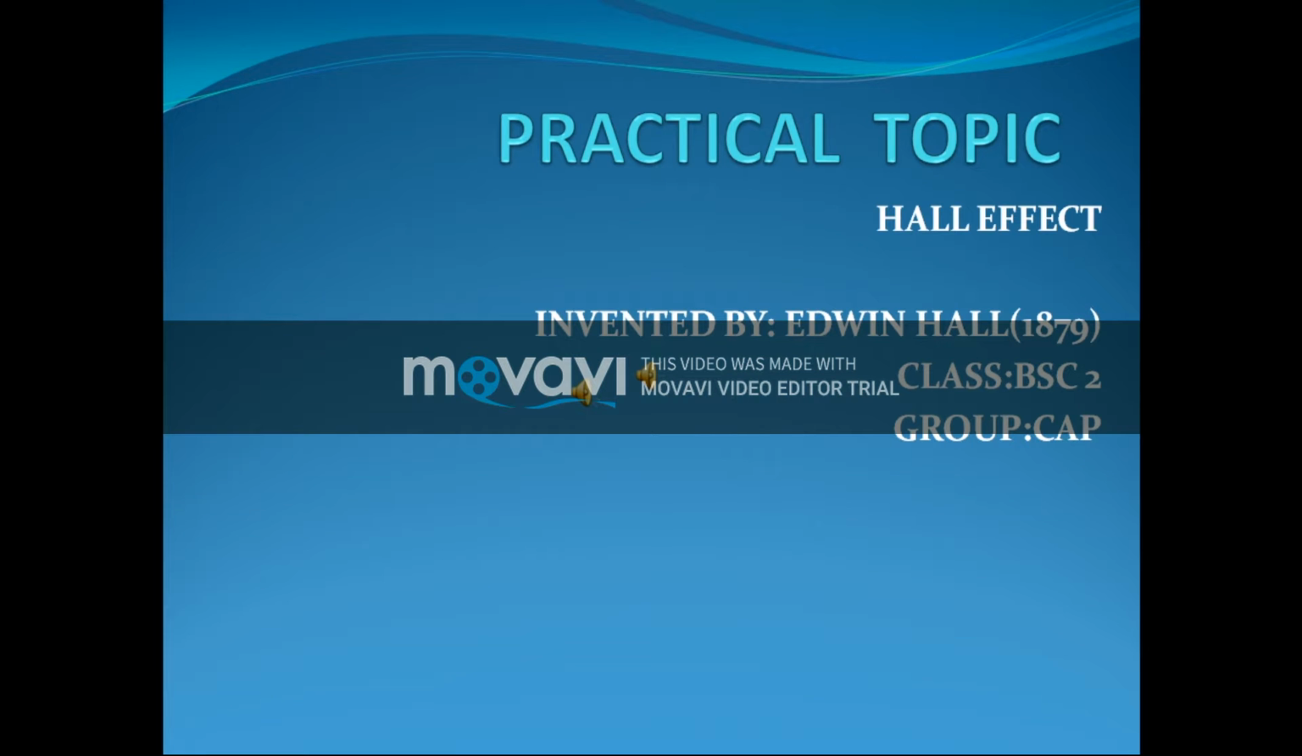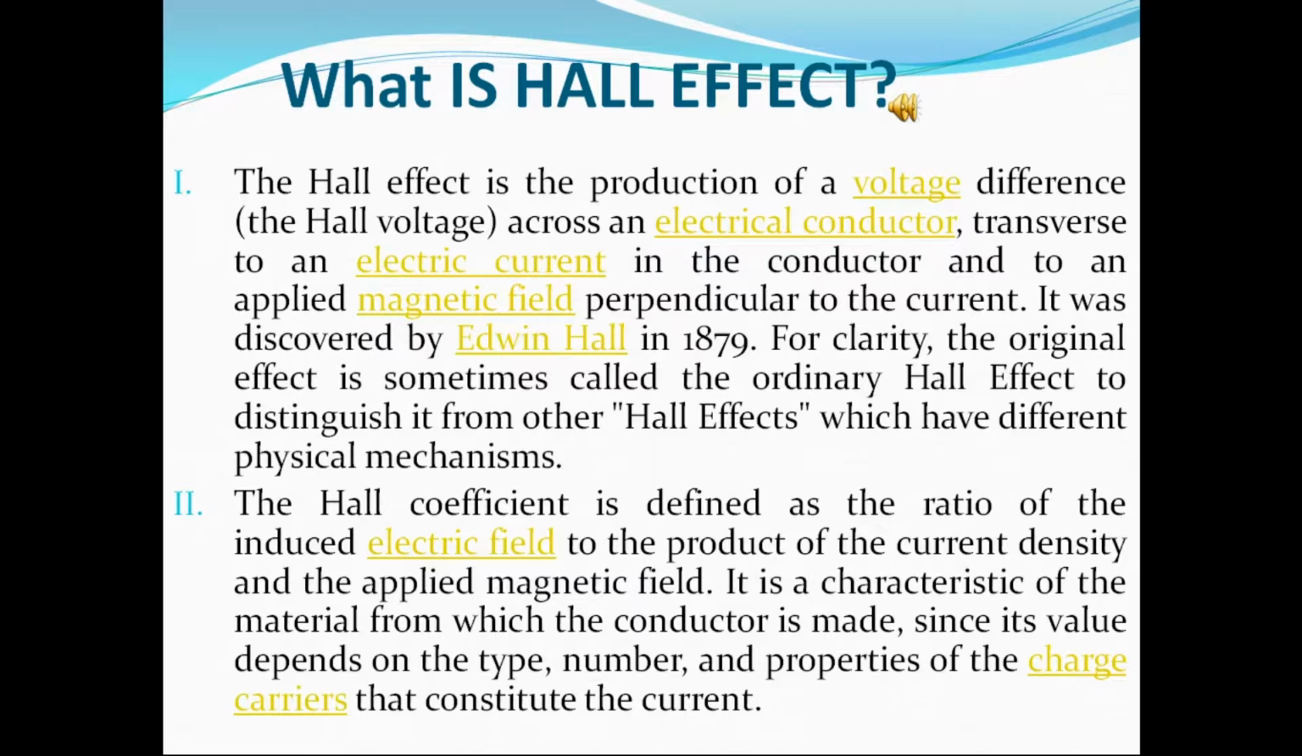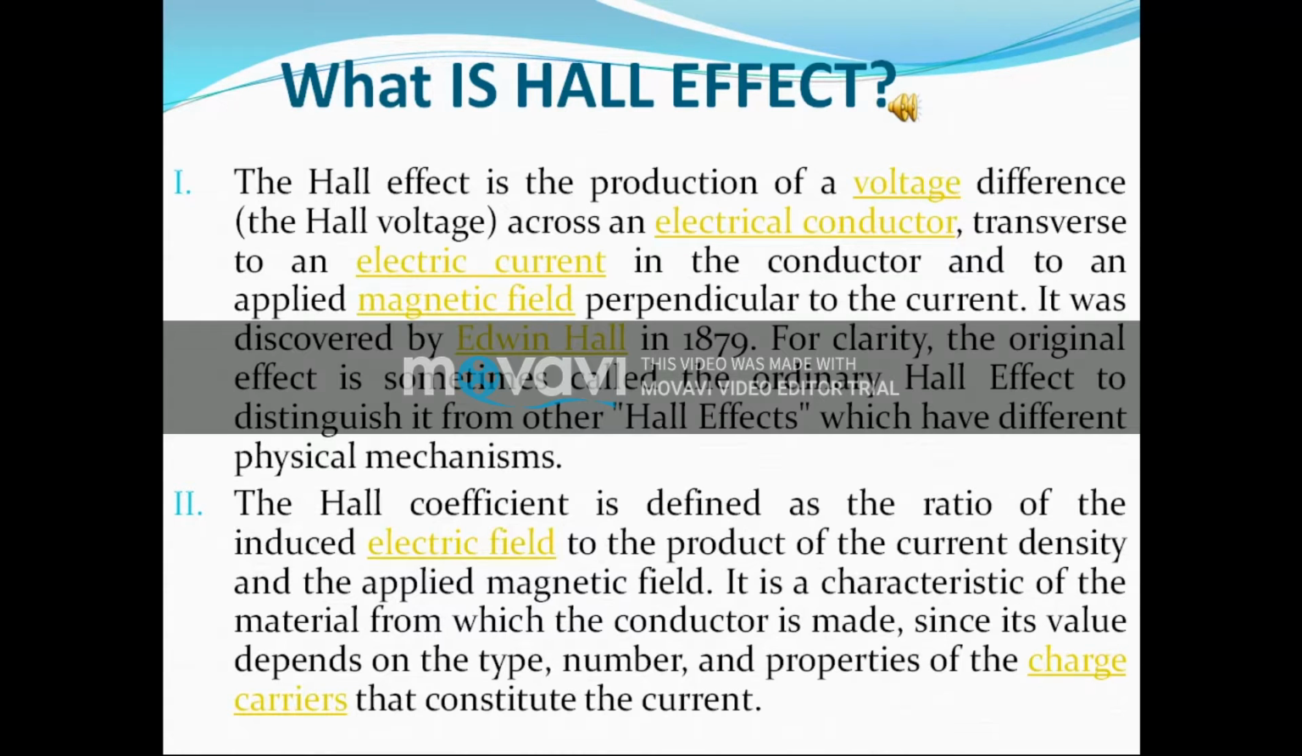Practical topic: Hall effect, invented by Edwin Hall in 1879. Class BSc2. What is the Hall effect? The Hall effect is the production of a voltage difference, the Hall voltage, across an electrical conductor, transverse to an electric current in the conductor, and to an applied magnetic field perpendicular to the current. It was discovered by Edwin Hall in 1879.